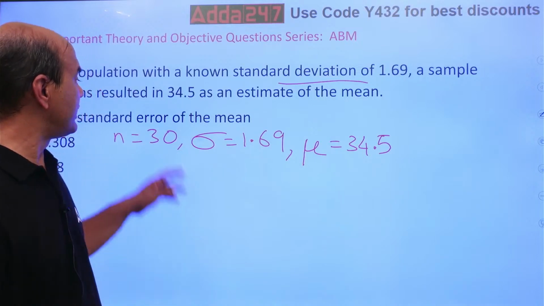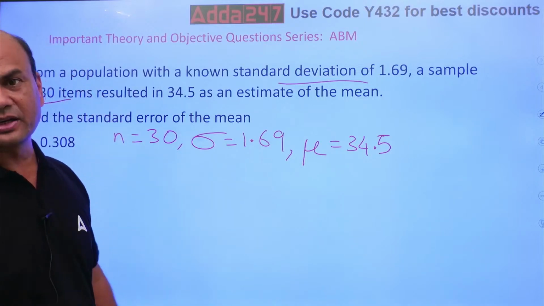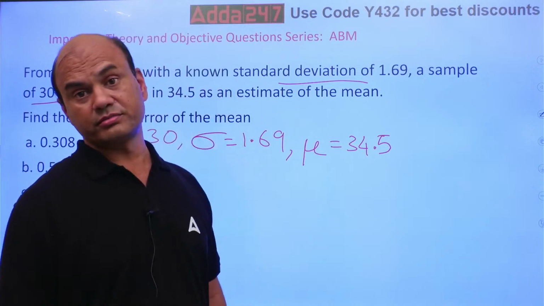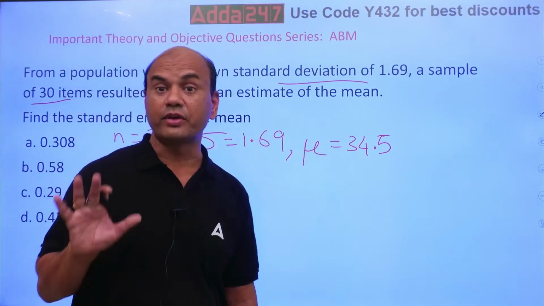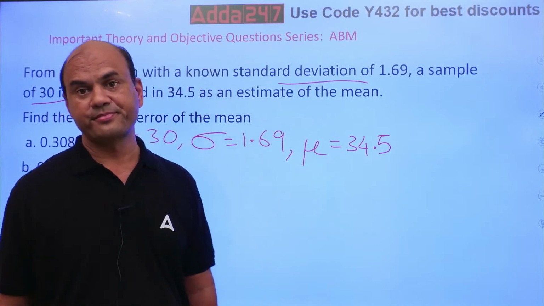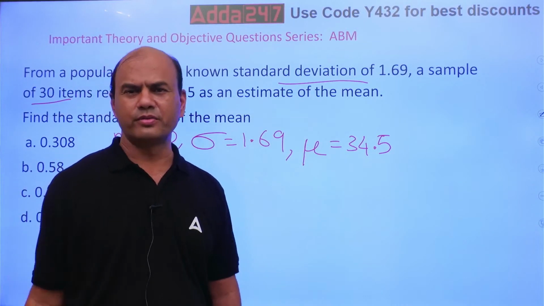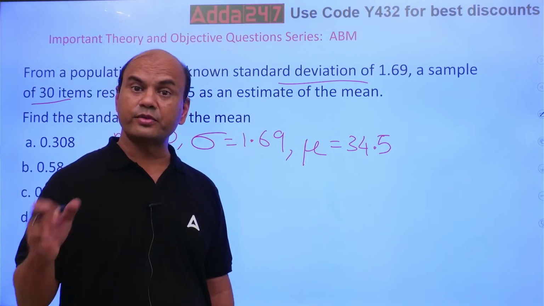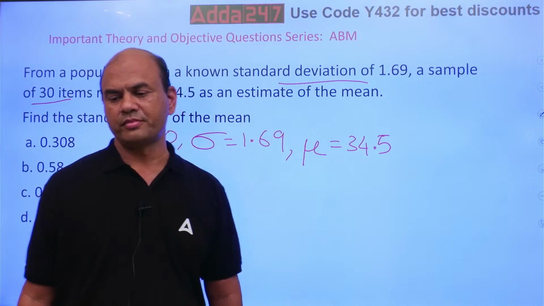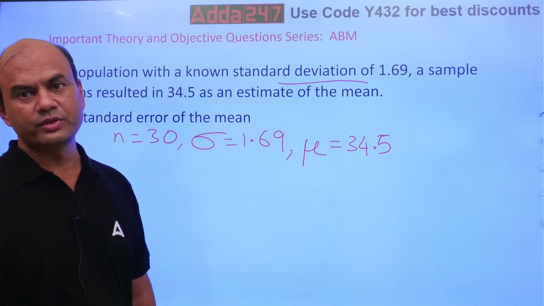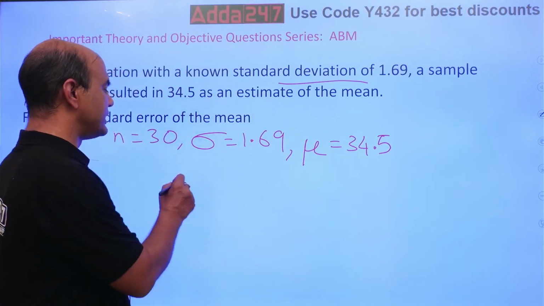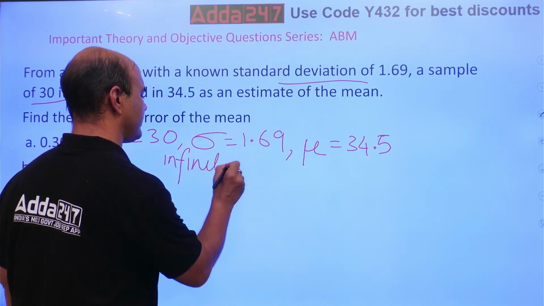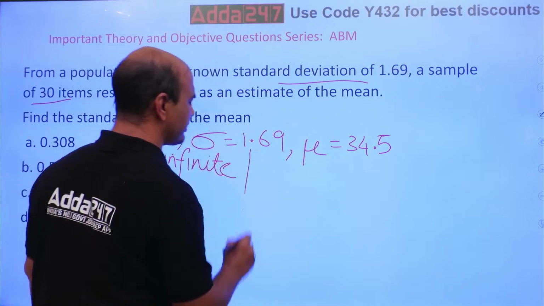Now what you have to find? Standard error. What is the formula for standard error? Actually, for standard error there are 5 formulas. I won't give you all 5 right now. I'll give you only 2 out of those 5. Which are those? One is for an infinite population, and the second is for a finite population.